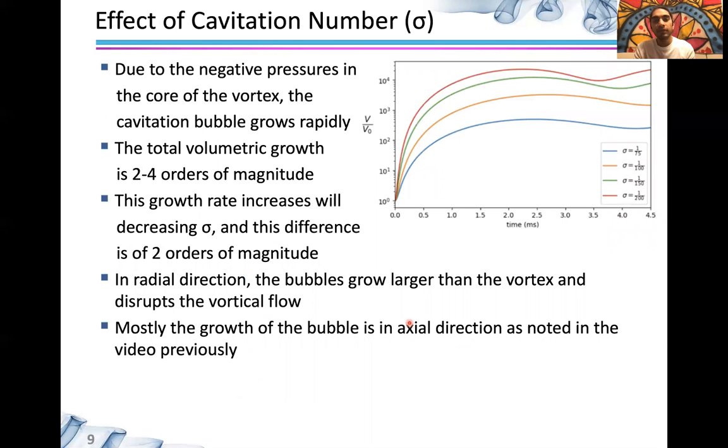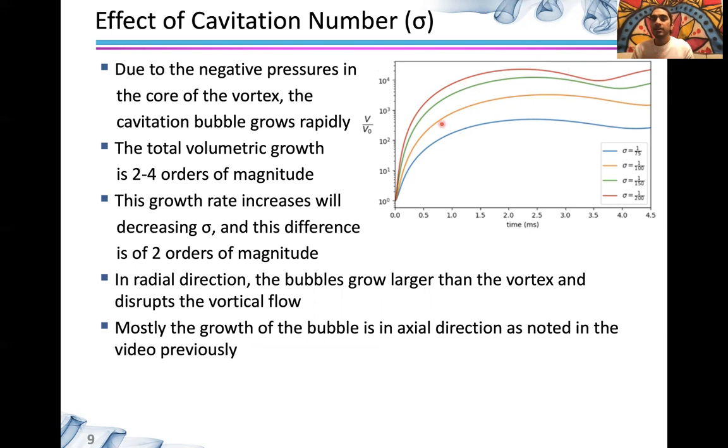Finally, now we look at the actual results with the cavitation number. So we look at the effects of cavitation number, and over here we have a semi-log plot. On the y-axis, we plot the volume of the bubble, non-dimensionalized using the initial volume of the bubble, for various cavitation numbers, and we observe that from an initial non-dimensional volume of 1, the bubble can grow up to 4 orders of magnitude higher. And then the bubble volume actually increases, and then it decreases, and then it increases again.